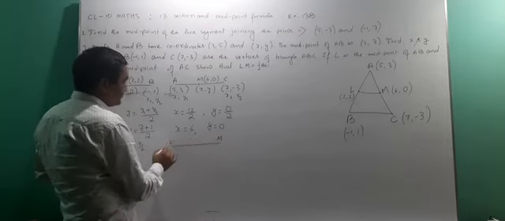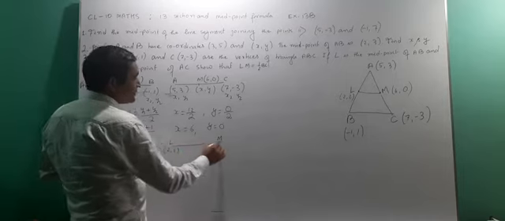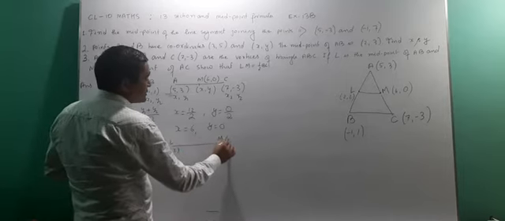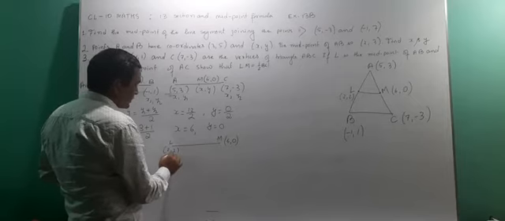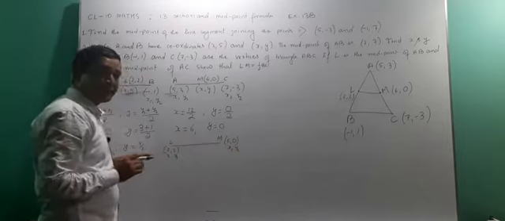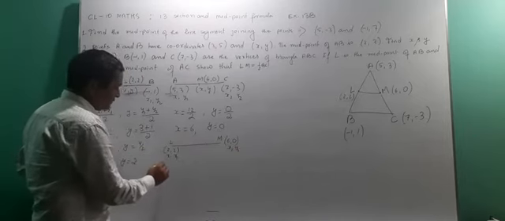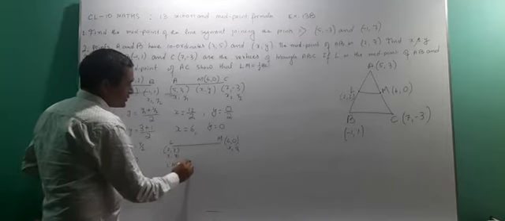L is how much? L is (2, 2). M is how much? (6, 0). And this is always marked x1, y1, x2, y2. Okay. Now according to the distance formula, LM equals under root.